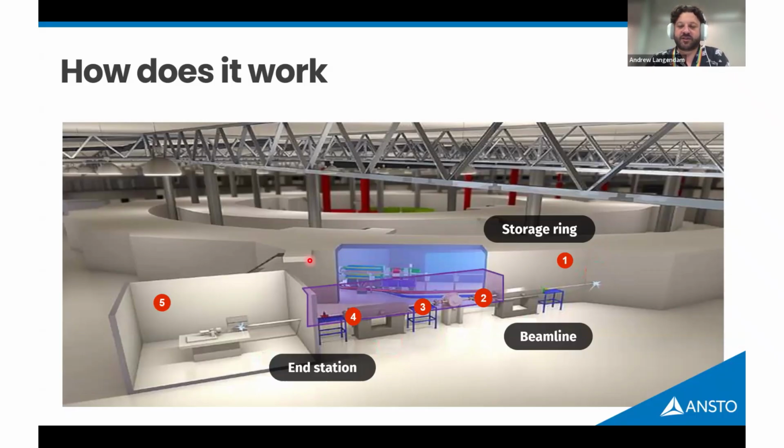And then all that happens before everything gets into what we call our end station, which is where the action happens. That's where you can put your samples, you can have the X-rays interacting with your samples, and you can do a whole bunch of different science.